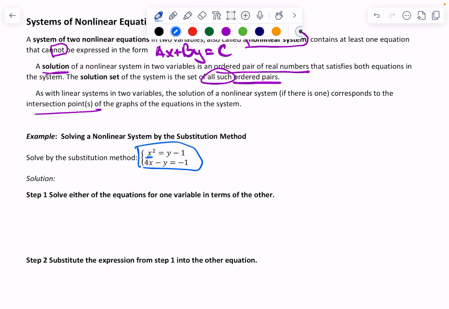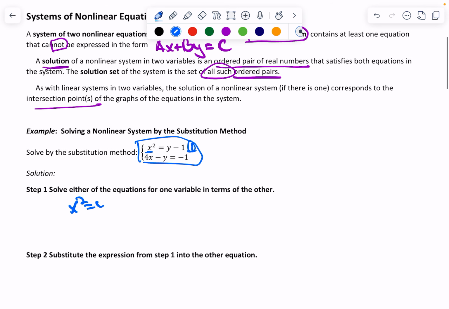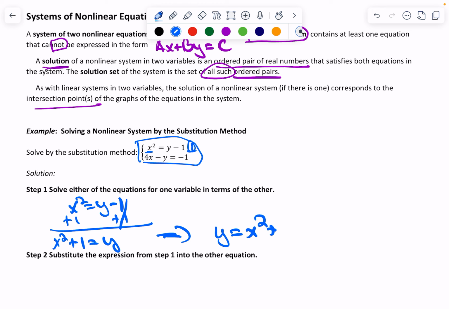Now, I'm looking at the top one here. X squared equals y minus 1. What I want to do is, even though the x is kind of isolated and we could take a square root, that gets a little bit too complicated. So what we want to do is solve this for y. So I'm going to go ahead and add 1 to both sides. So we get x squared plus 1 equals y. So now we have y equals x squared plus 1.